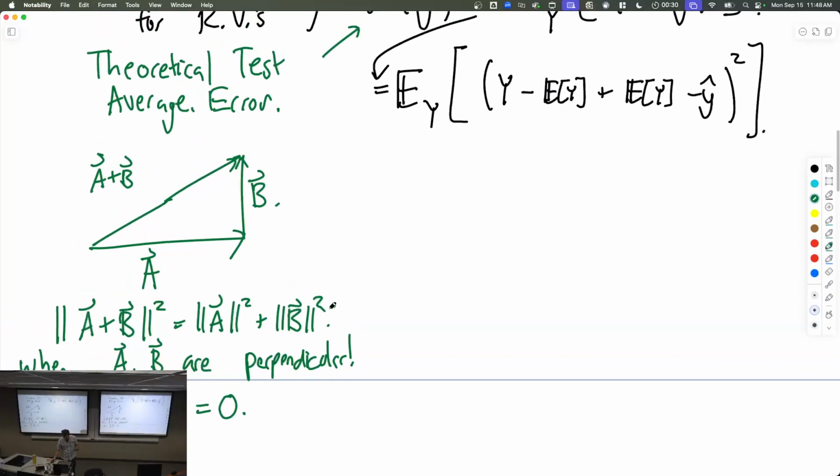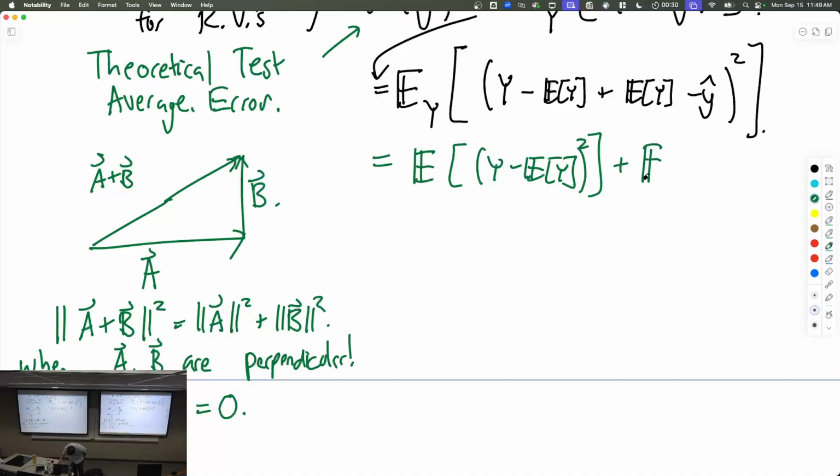Why is that like what we're doing here? The same exact thing works for expected values. In fact, expected values are kind of like a dot product. So this thing will be equal to the individual squares. So it'll be y minus expected value of y all squared on average, plus the expected value of y minus y hat squared, like that. So same kind of thing as before. You have a combination of two things squared, and you can write it as the sum of the individual squares. That's what the Pythagorean theorem is saying.